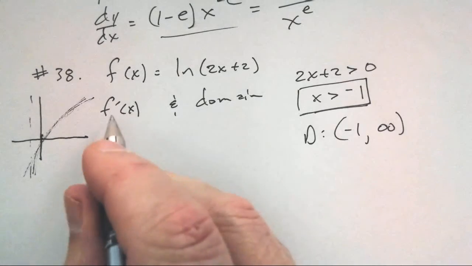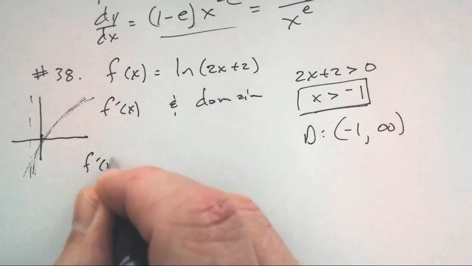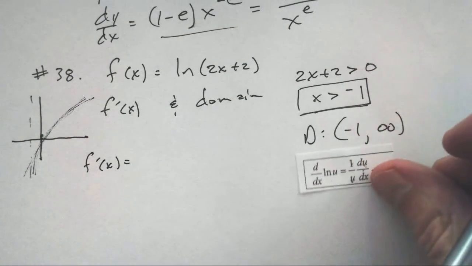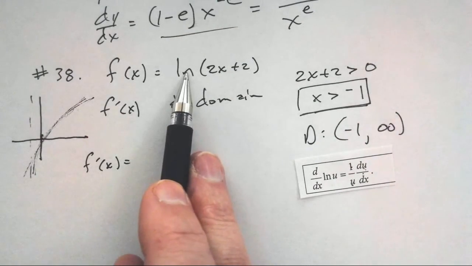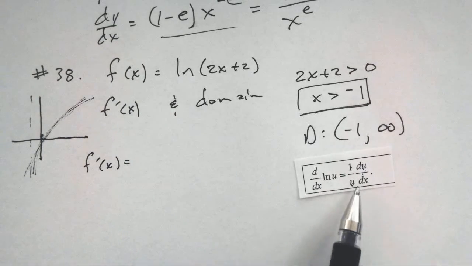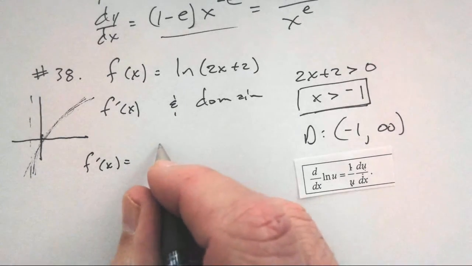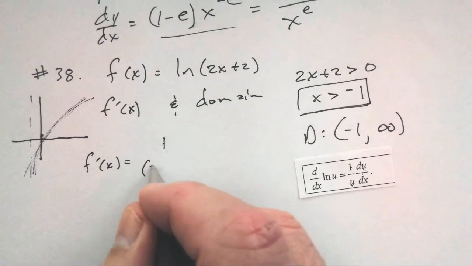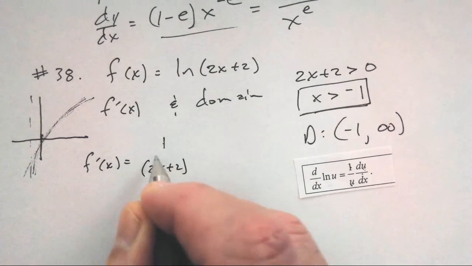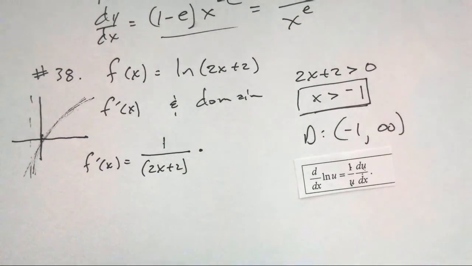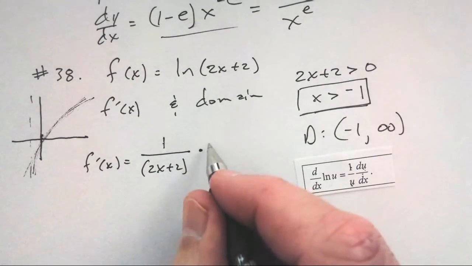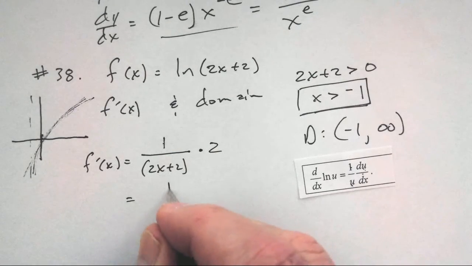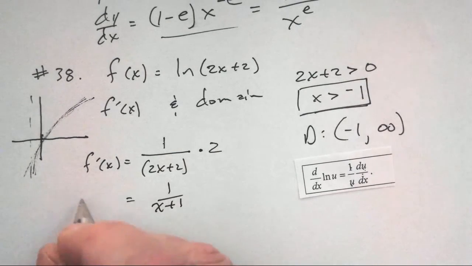So let's find the derivative. F prime of x equals ln. Do we need to see it again, or are we starting to get it? The derivative of ln wants to be 1 on the function, 1 on the inside. So this wants to be 1 on 2x plus 2 times the inside derivative, which is just 2. Those 2's reduce, so that wants to be 1 on x plus 1.